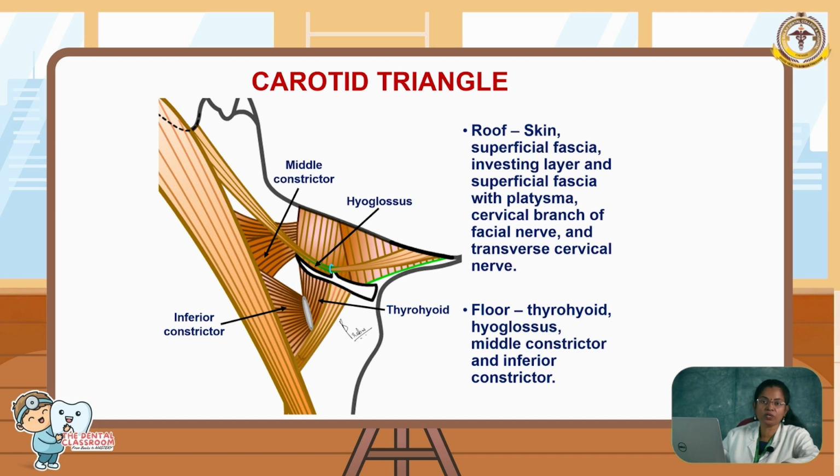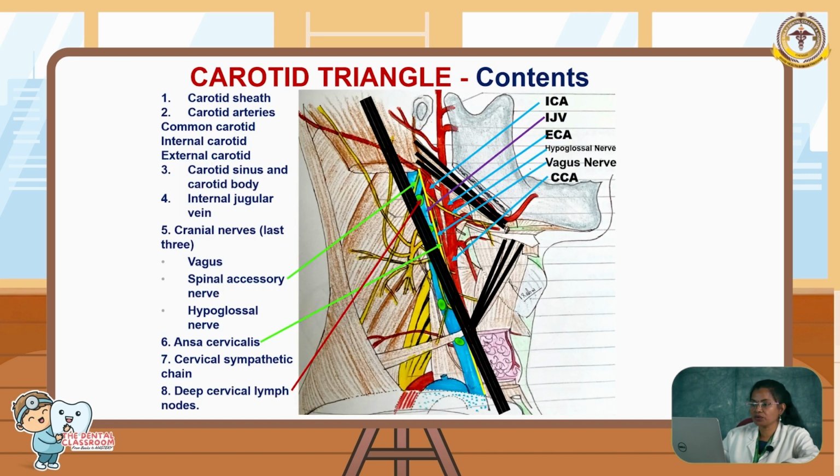Let's see about the floor. The floor of the carotid triangle is formed by four muscles. They are thyrohyoid, middle constrictor, inferior constrictor, and also hyoglossus muscle. Let's see the contents of this carotid triangle.